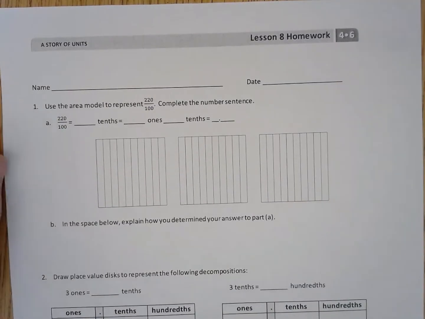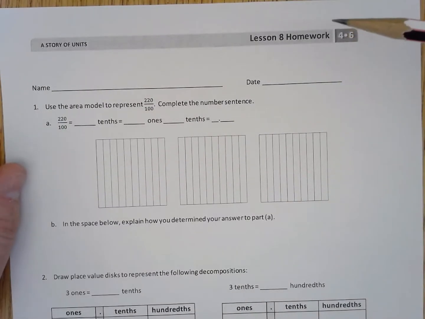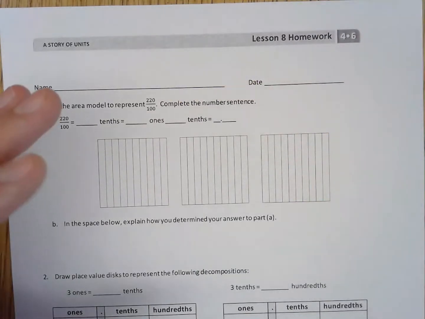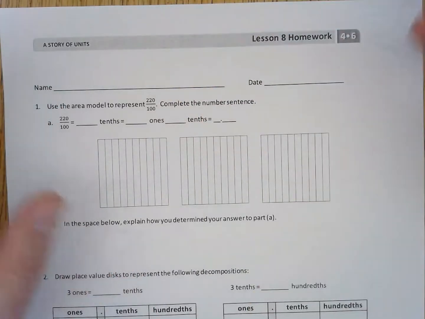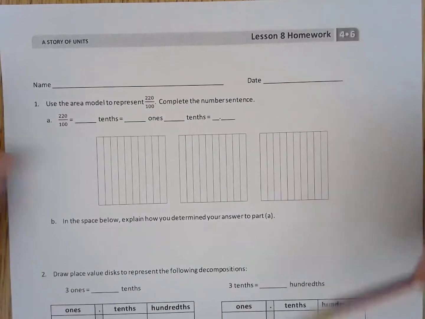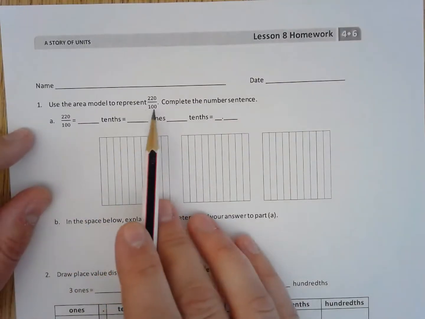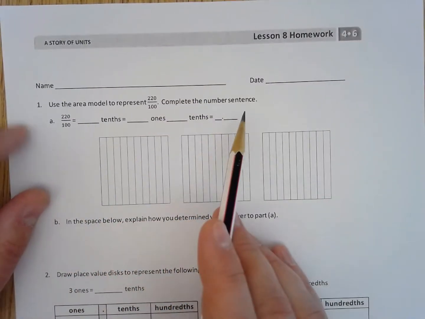So today we worked on decomposing larger numbers, taking ones and turning them into tenths and hundredths, and combinations using the area model, place value disks, and then eventually just doing it. So, use the area model to represent 220 hundredths, and complete the number sentence.